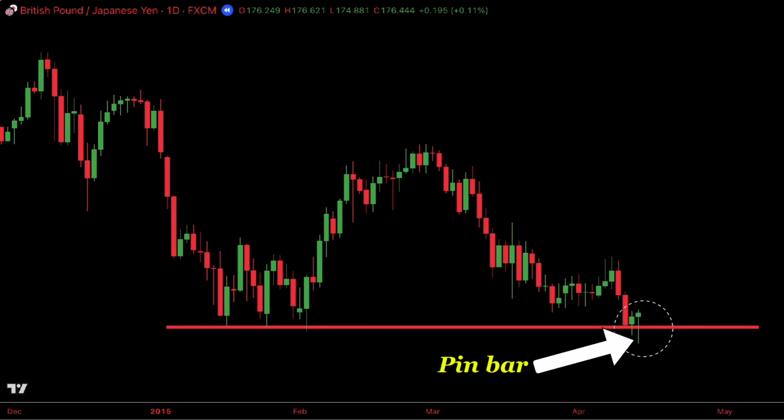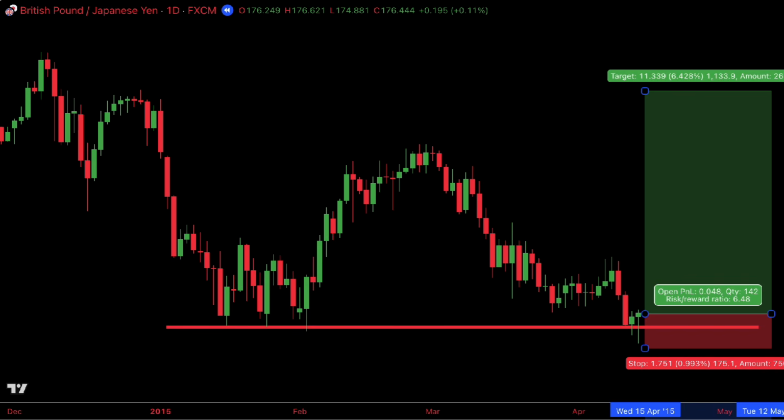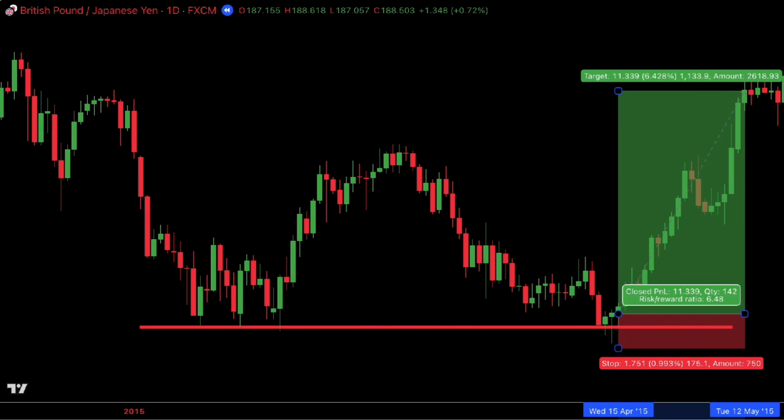After confirming your top-down analysis, you can enter the trade at the close of the pin bar. Place your stop loss just below the low of the pattern and set your profit target at the next major resistance level. Now, look at what happened next. As you can see, the market rallied from the support level and reached the target as expected.